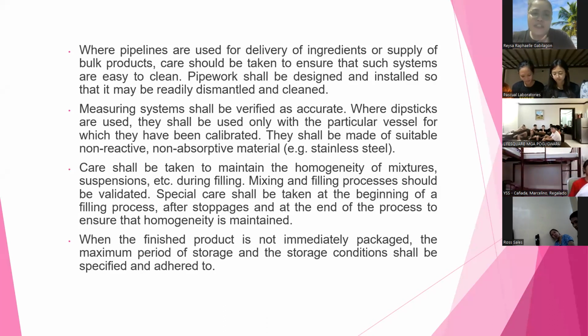Okay? Now, measuring systems shall be verified. If we are going to use measuring systems, most of the time we use stainless steel because it is non-reactive and at the same time non-absorptive. So that is another GMP: the material used for any measuring instruments for the manufacture must be non-reactive and non-absorptive.